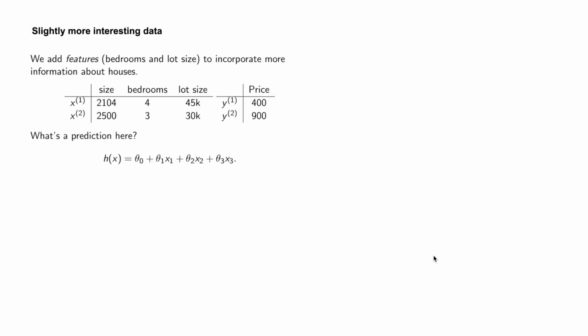Okay, so let's take slightly more interesting data. So if we have multiple features, suppose the number of bedrooms, the lot size, then our prediction or our hypothesis function will be like this: theta 0 plus theta 1 x1, theta 2 x2, and theta 3 x3. Here x1, x2, x3 are the three features, which are size, bedrooms, and lot size. And for each feature, there is one parameter. So this is the linear representation of the hypothesis in case you have multiple features.